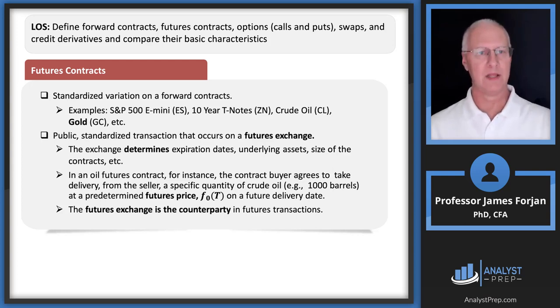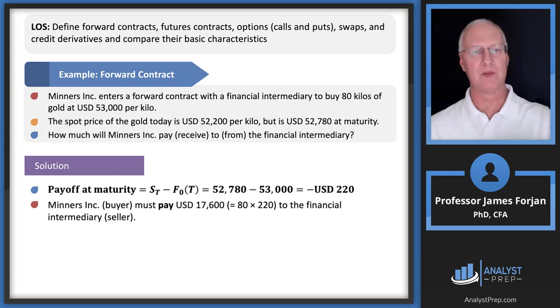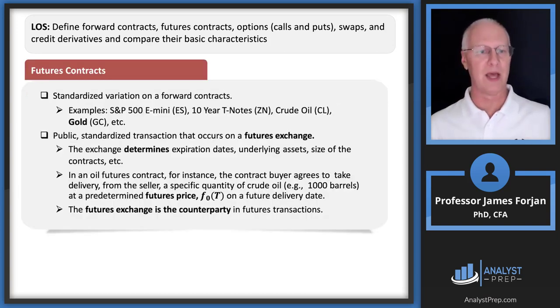Now, going back to this forward contract example, notice that Minners entered the contract with a financial intermediary. So these are two entities, and there's default risk between those two. So if one defaults, then the other one has to sue. If the other one defaults, then well, you get the idea. But notice that last arrow point down there. The futures exchange itself is the counterparty in all futures transactions.